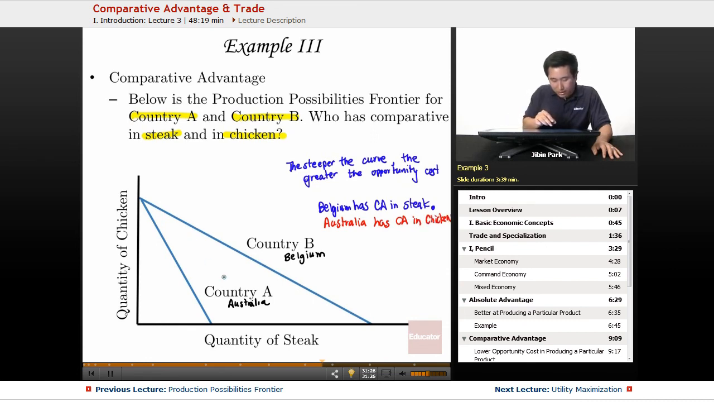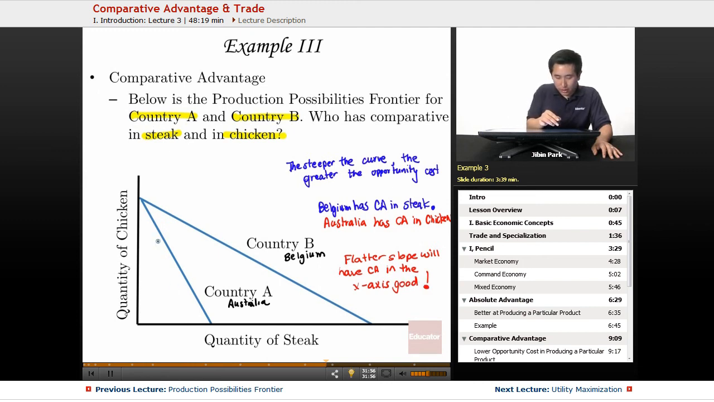And again, the way I saw this is that there's a greater opportunity cost. The production possibilities frontier here is much steeper, so the opportunity cost is higher in country A than in country B. So the country that has a flatter slope will have comparative advantage in the x-axis good.